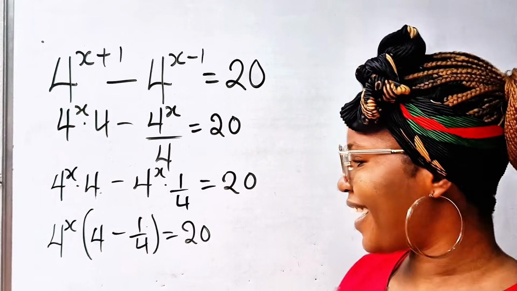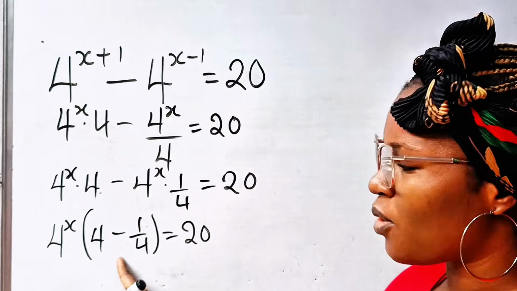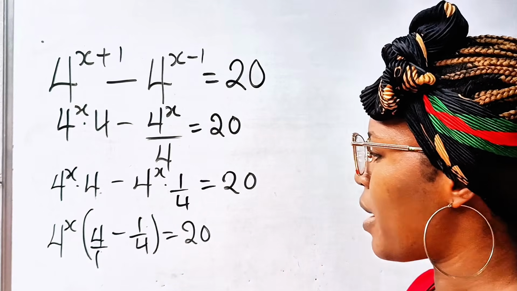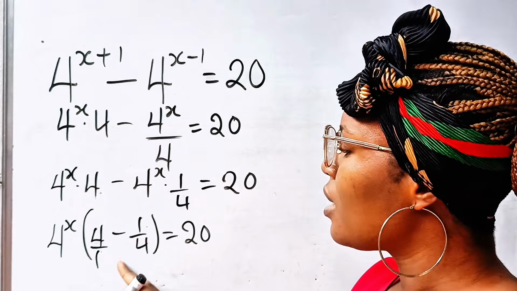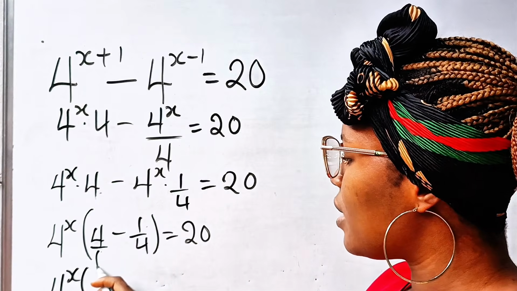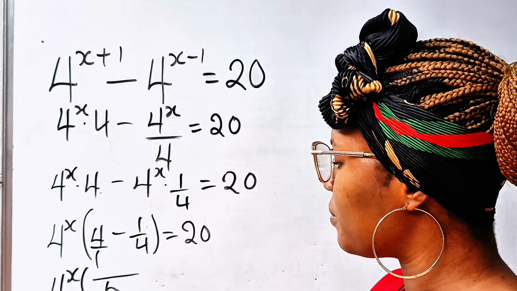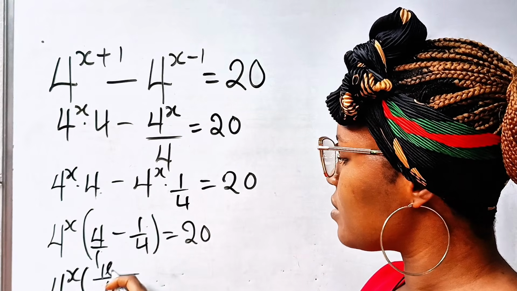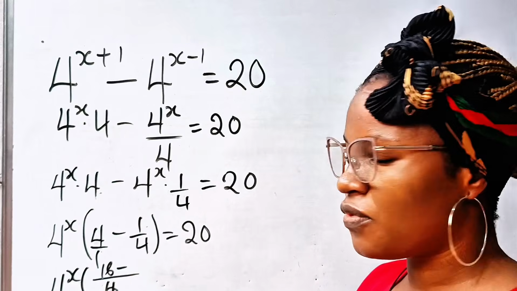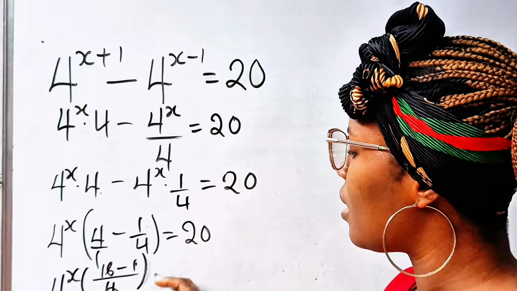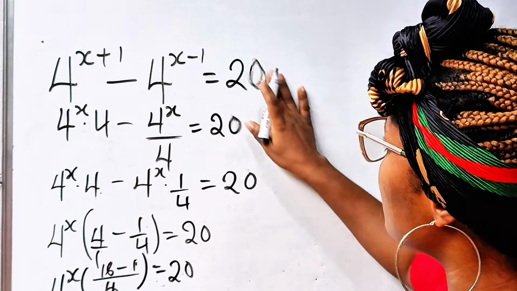All right, now we are going to solve the bracket. Note that 4 can be written as 4 divided by 1. Therefore, we can write this as 4 to the power of x multiplied by the LCM of 1 and 4, which is 4. When 1 divides 4, you have 4. 4 times 4 is 16. When 4 divides 4, you have 1. 1 times 1 is 1, is equal to 20.